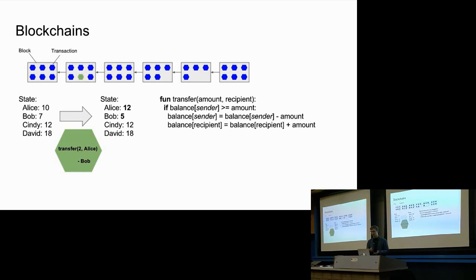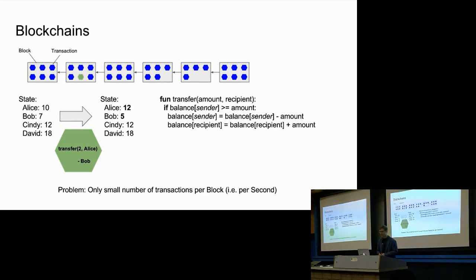And this is the main check that is performed in the transfer function example. It checks that the balance of the sender is at least the amount the sender wants to send. And if that check works out, then we have the effect. The amount is removed from the balance of the sender, and it's added to the balance of the recipient. Okay.